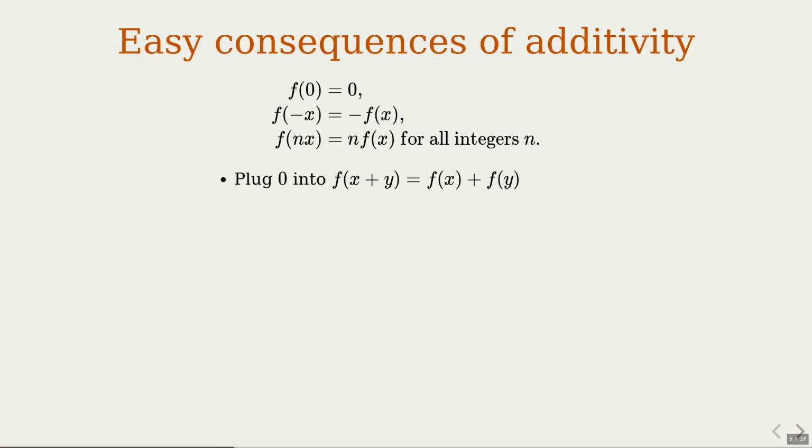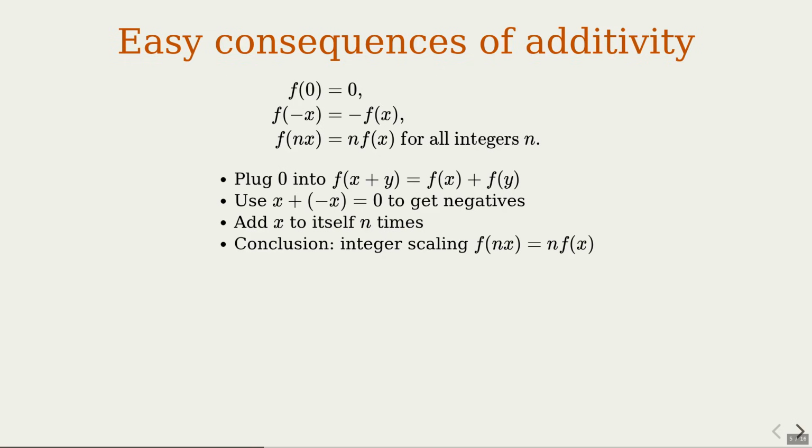Plug 0 into the equation f of x plus y equals f of x plus f of y. Use x plus negative x equals 0 to find the negatives. Add x to itself n times. These simple properties are the first hint that our solutions are strongly constrained, at least along the integers.